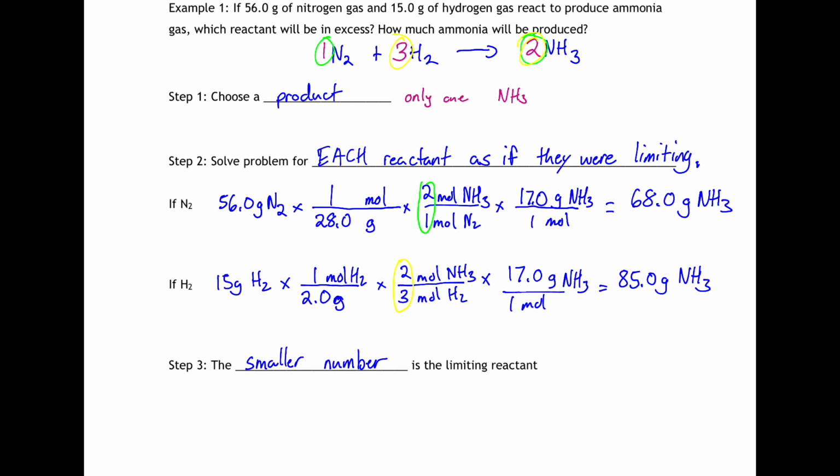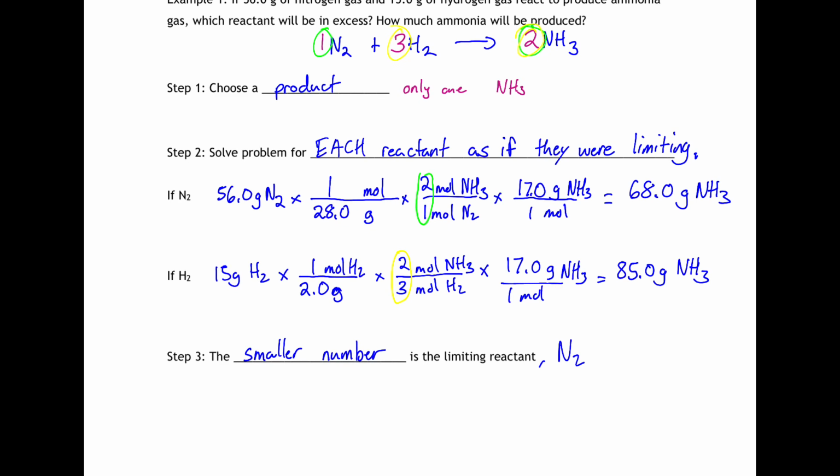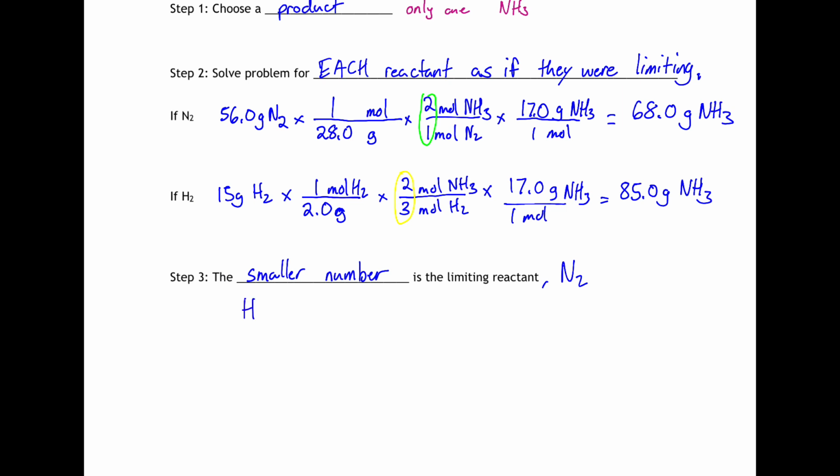So, in this case, N2. So N2 is my limiting reagent at this time. So N2 will run out first, and so H2 will be in excess, left over. So at the end of this reaction, as stated in the prompt, if that's what we started with, we'll have extra hydrogen gas left over with our ammonia gas. All the nitrogen gas will go away. All of it will react. There will be some of the hydrogen gas left over.